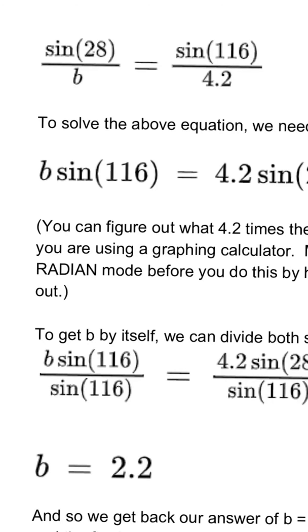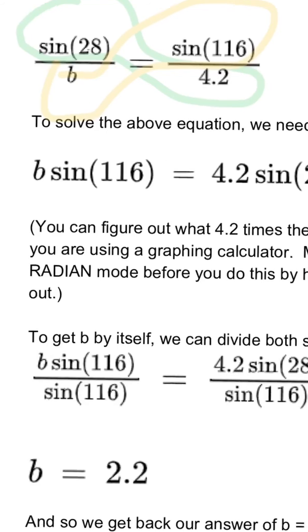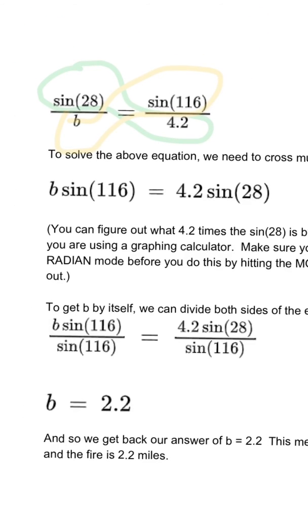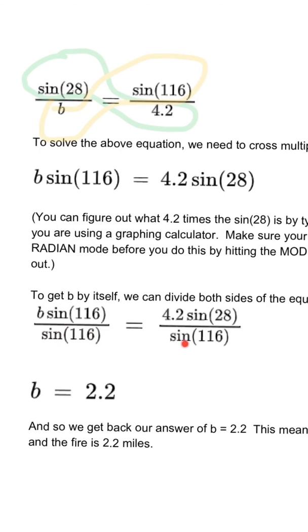Now we're going to do some cross multiplication in order to figure out the value of the variable that we're looking for, which is B. When we multiply B times the sine of 116, we get B sine 116. And when we multiply 4.2 times the sine of 28, we get 4.2 times the sine of 28. We're just going to set those two quantities equal to each other. Now, in order to solve for the variable B, we're going to divide both sides by the constant that's being multiplied by B, which is sine of 116. So you'll notice that down here, we divide both sides by the sine of 116.